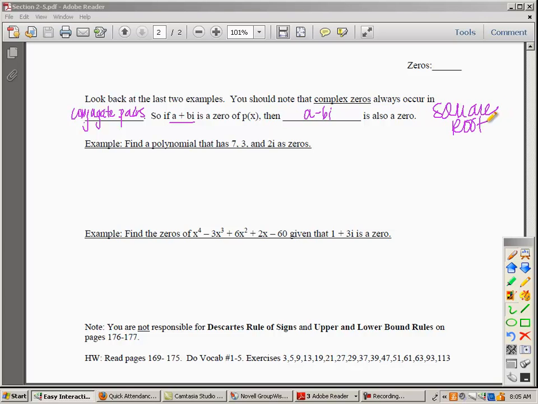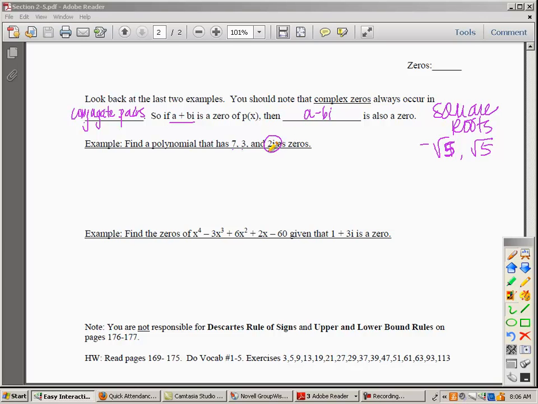If I have a zero of a negative square root of 5, then a positive square root of 5 would also be a zero. And so keep that in mind. Square roots and complex numbers come in conjugate pairs. Our goal is to say if we have these zeros, then what we can do is write out the original polynomial.